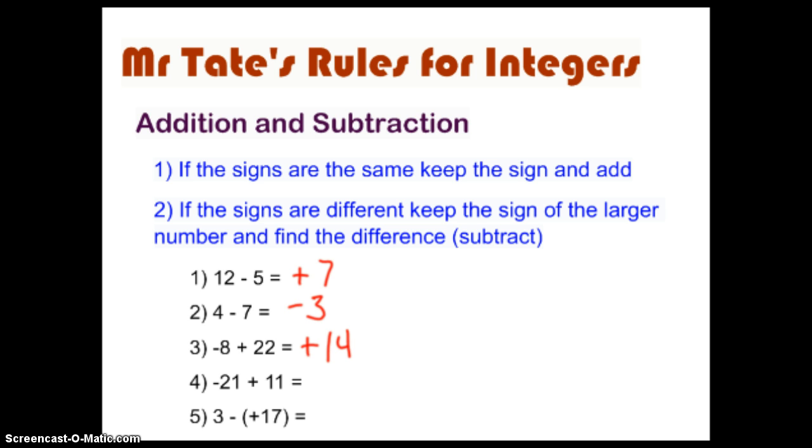For number 4, I have a negative 21 and a positive 11. Negative 21 is bigger, so we're going to go with that negative symbol. Write it down first. Then we find the difference between 21 and 11, which is 10.